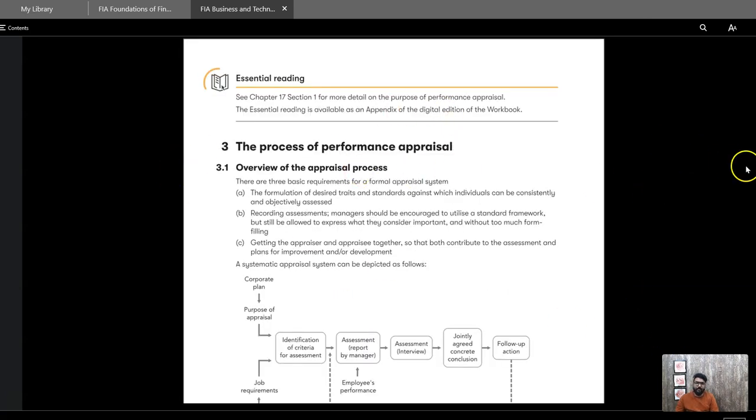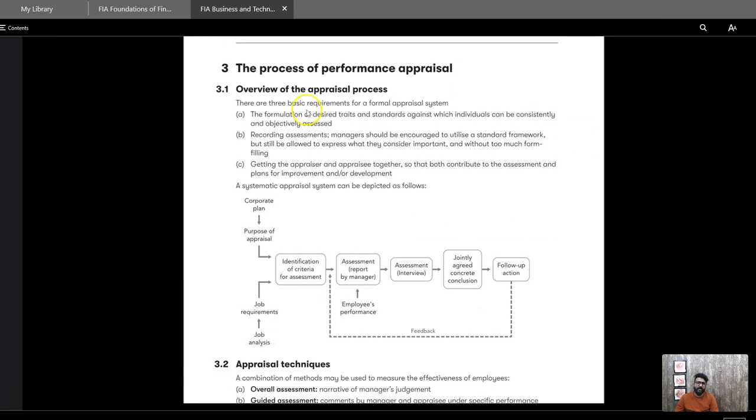So now the process of performance appraisal: what are the processes and how does the process of performance appraisal work? Okay, so an overview of the performance appraisal. There are three basic requirements for a formal appraisal system. The formulation of desired traits and standards against which individuals can be consistently and objectively assessed. So there has to be a standard set. That standard has to be identified so that we can identify that particular person and the person's traits so that we can easily assess them.